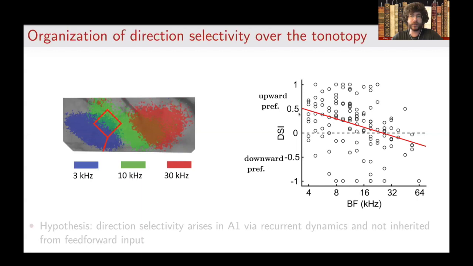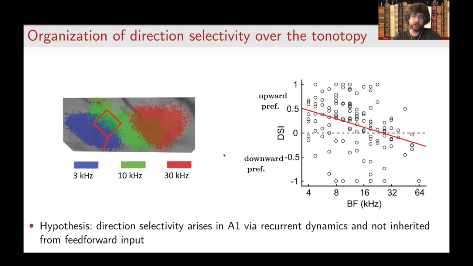The main hypothesis driving this work is that this actually arises in the cortex via the recurrent dynamics, and it's not inherited by feedforward input. So the question is, how exactly does this observation arise in this circuit?